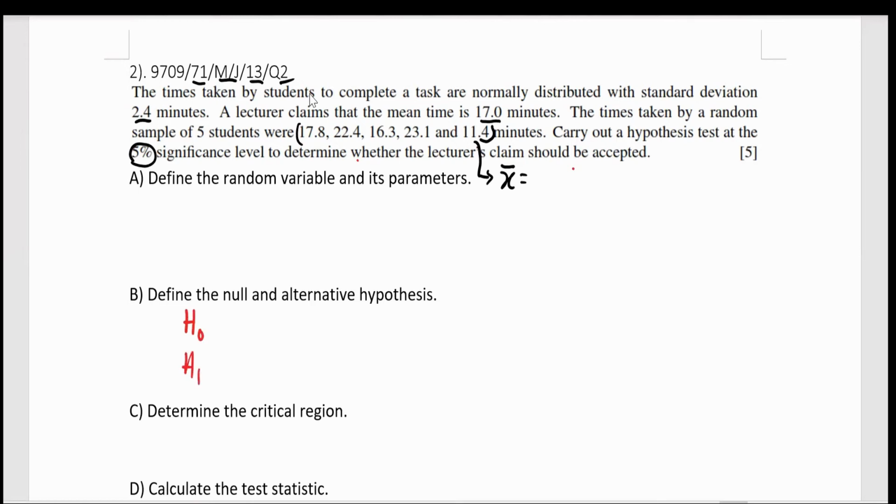H0, H1. So according to this, what we are trying to test is the lecturer's claim. And the lecturer claims that the population mean time should be 17. And that's why we are going to test whether the lecturer's claim should be accepted. So that means, are we going to take the mean as 17 or not 17? All right. That is why H1 is not equals to 17. And that makes it a 2-tail test. Because not equals to is used, that is a 2-tail test.